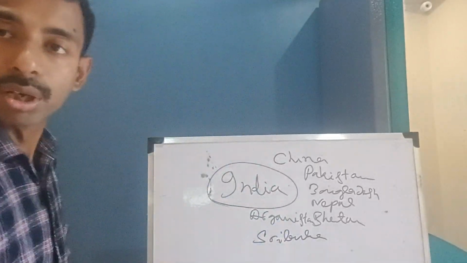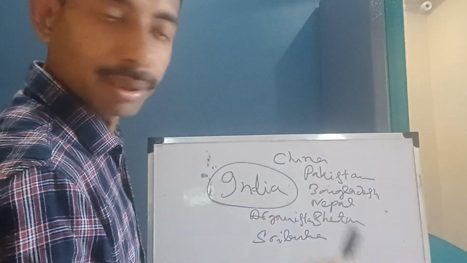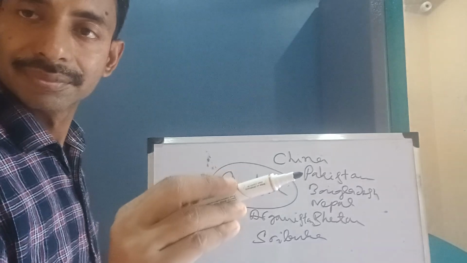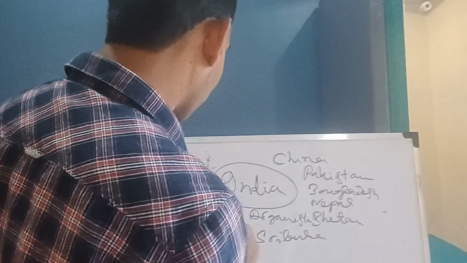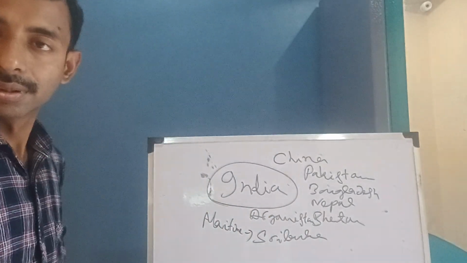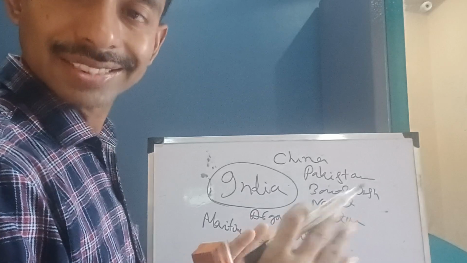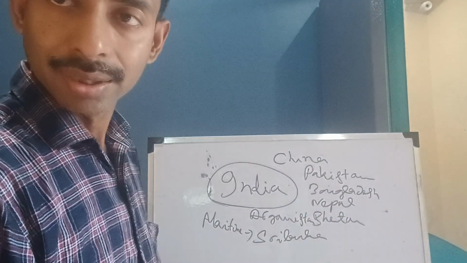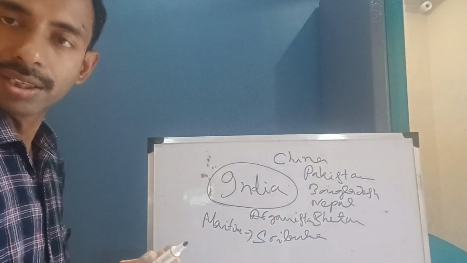Sri Lanka is also our neighbor, but there is no land sharing, no land border, only a maritime border. Sea is there. So the maritime border of India is Sri Lanka. Keep it in mind: no land border, only sea between India and Sri Lanka. It is called a maritime border. Okay, it's clear, India's border.